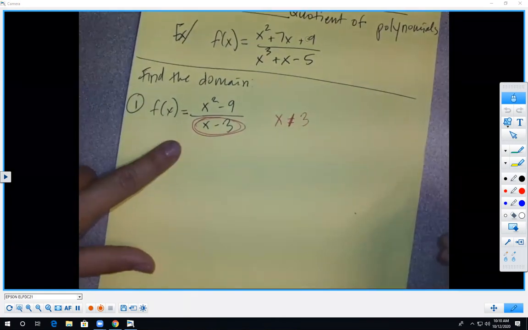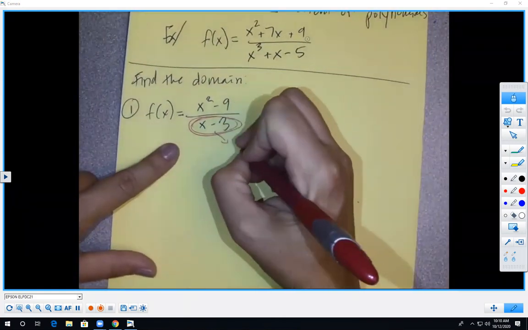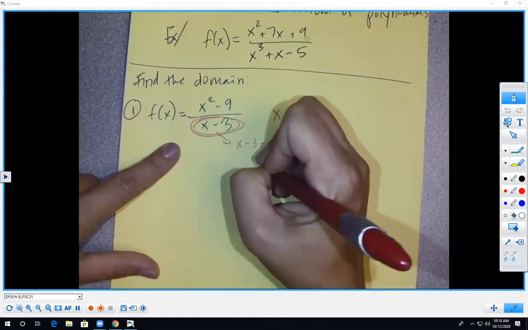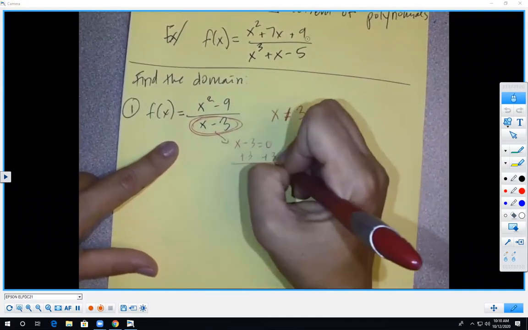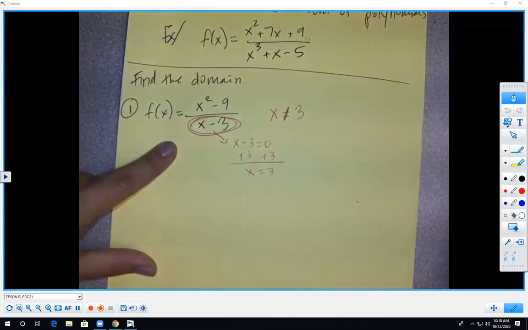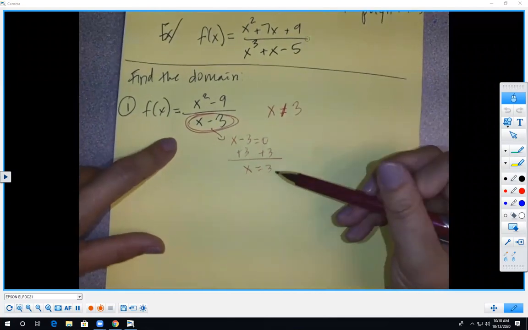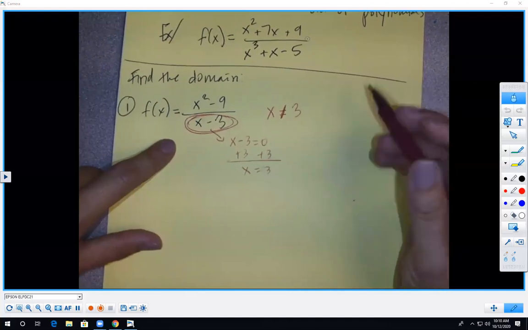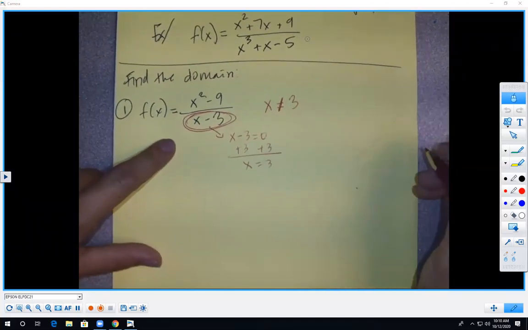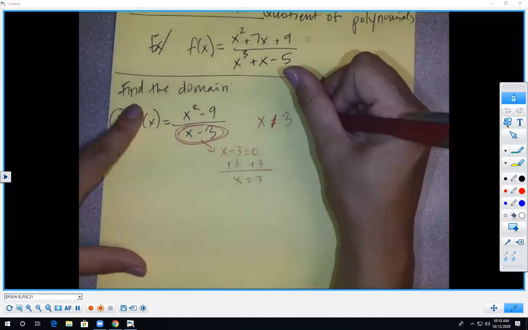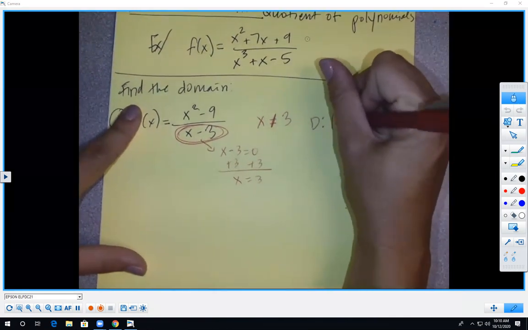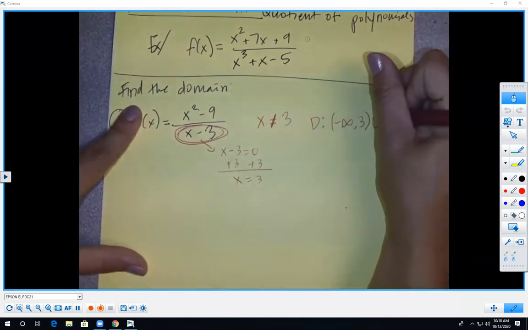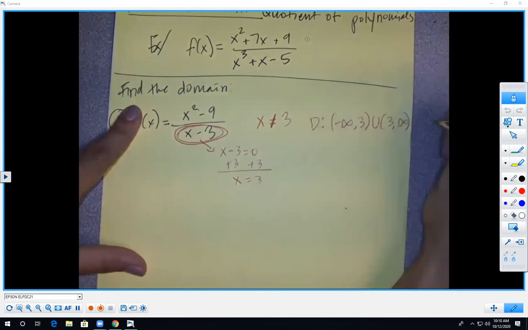If you can't just look at it and tell, you can always set the bottom equal to 0 and solve, and you will get that answer every time. Okay. So this is the number I cannot have. My domain is every single x value except for 3. So I can write that a couple different ways. Interval notation, though, would be negative infinity to 3 union 3 to infinity.